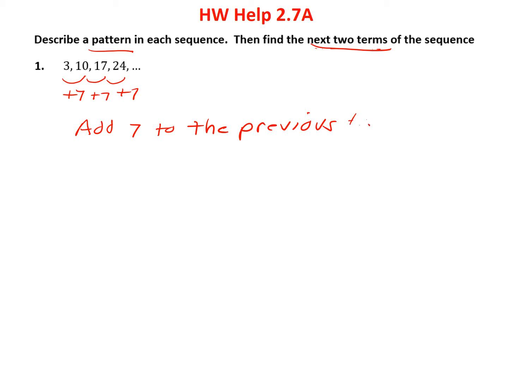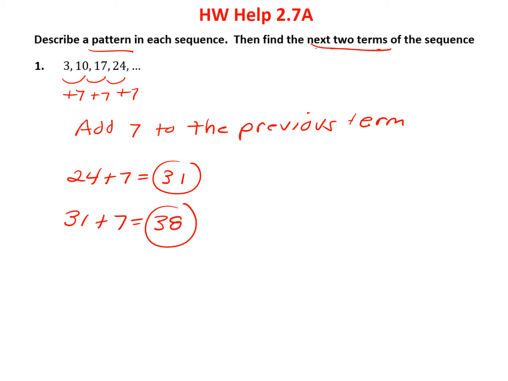Okay? So then it tells me to find the next two terms. Well, I ended with 24, so 24 plus 7 is 31. That's the next term. And then 31 plus 7 is 38. So there are the two next terms here, 31 and 38.